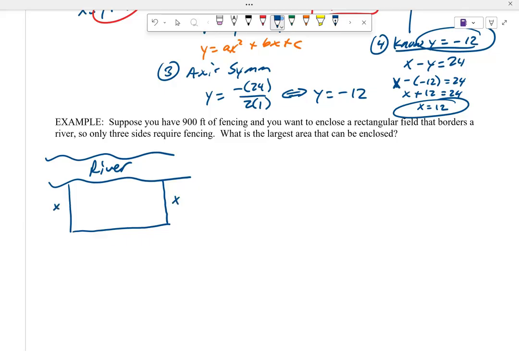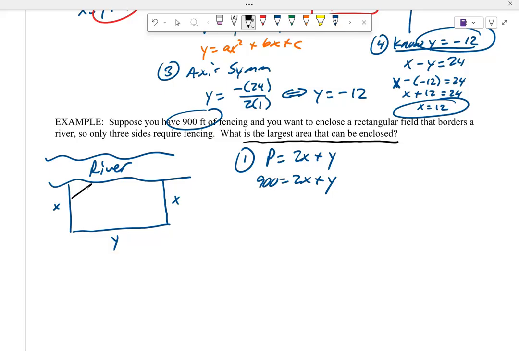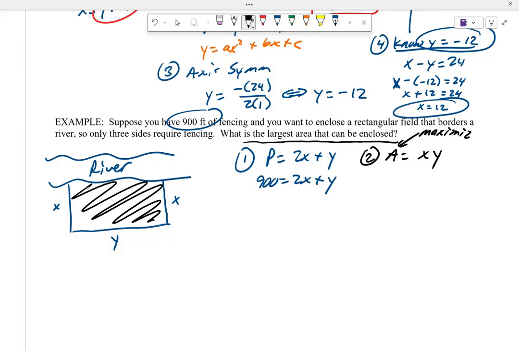Let's call this x, and y. So the perimeter of the fencing, x plus x, 2x plus y, right? And how much of this fencing do I have? Well, I have 900 feet of perimeter for these three sides. What we're trying to do is maximize the area. How much area is this? Well, we know the area of a rectangle is length times width, so we've got x times y here. That's what we're trying to maximize.